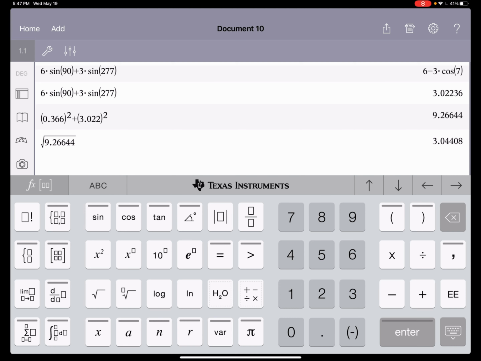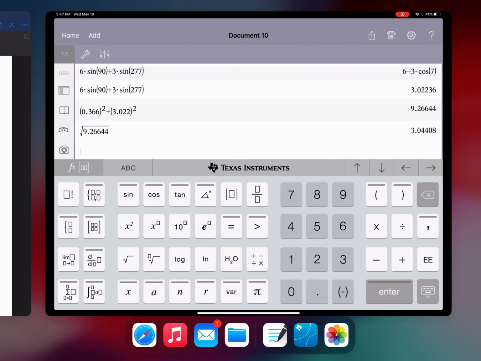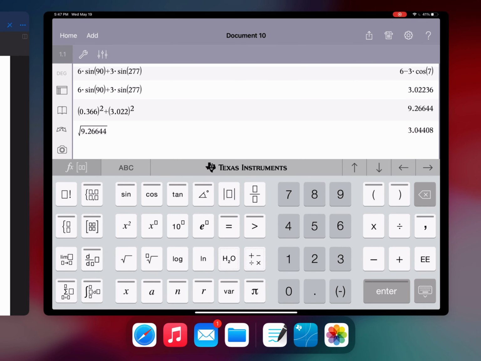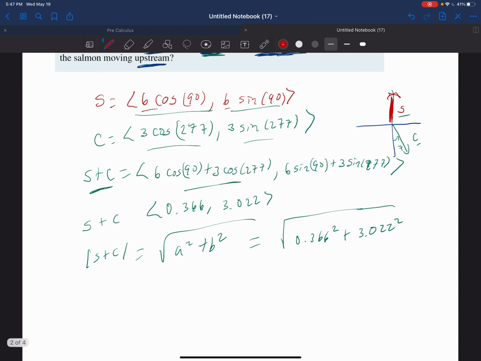Final answer, which will be 3.044. So that will be equal to 3.044. Don't forget your unit, which would be miles per hour.